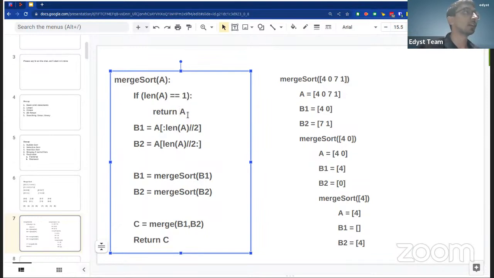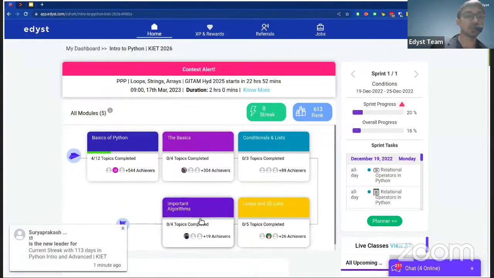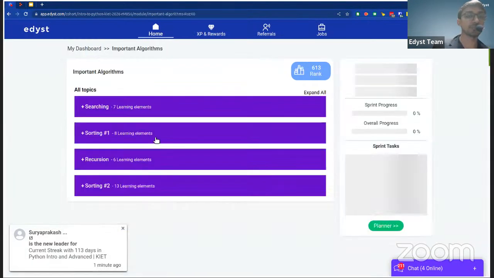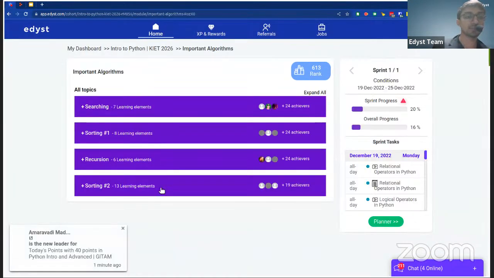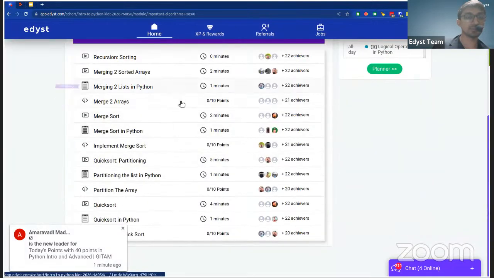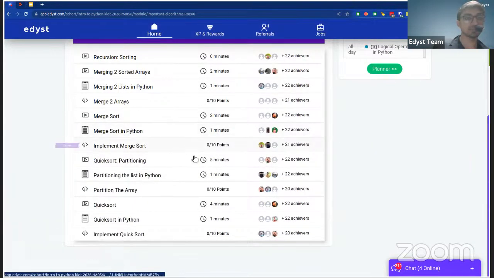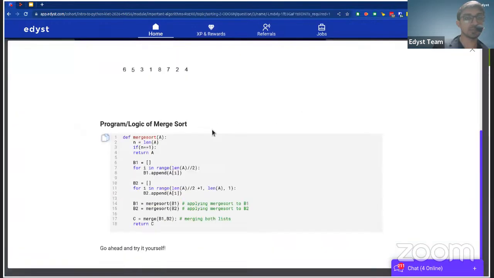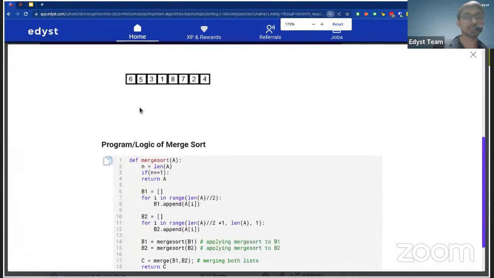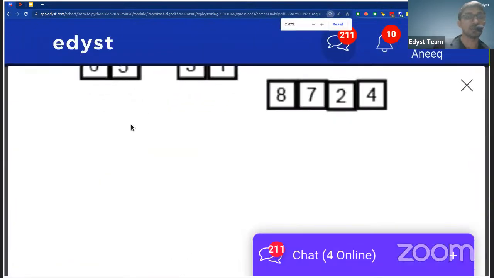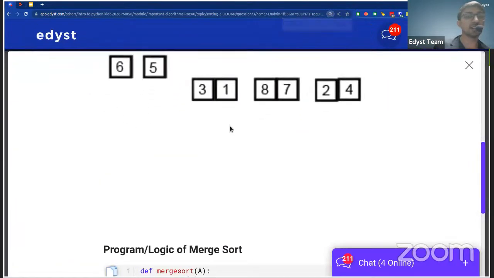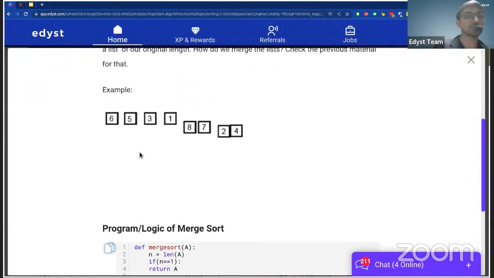Understood? Right? It's very difficult to understand. I told you this in the beginning. It's difficult. It will take some time. I'll show you an illustration. Hopefully that will help you a little bit. So look at this. What is it doing? It's dividing both. And again it's dividing both. All of them keep dividing until it reaches a single element.